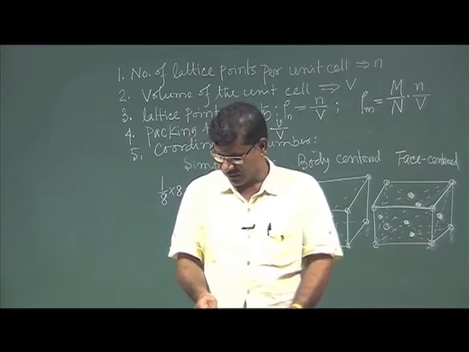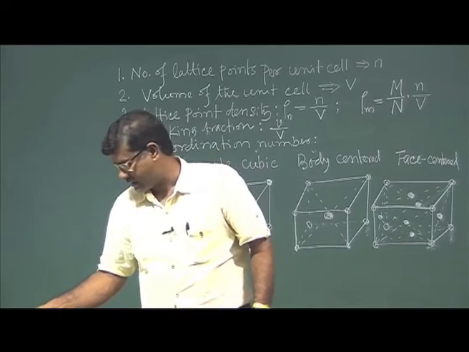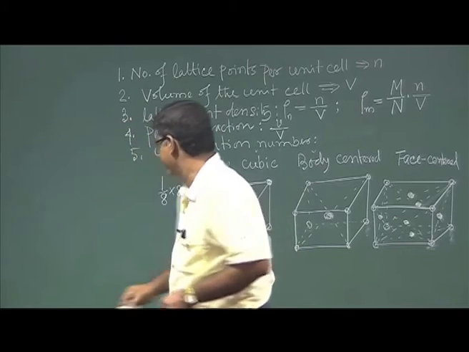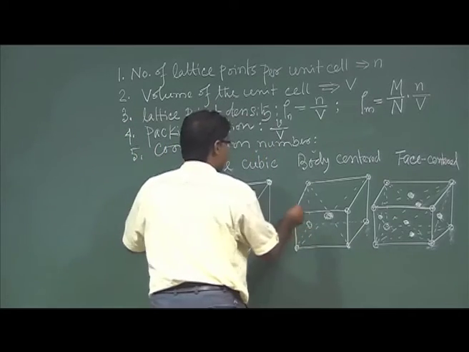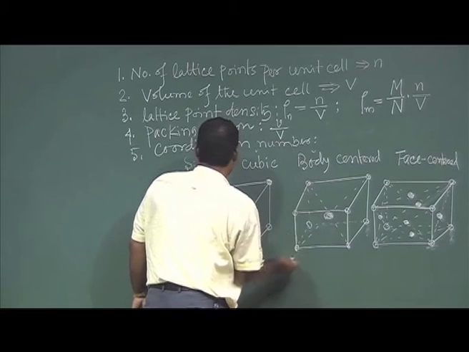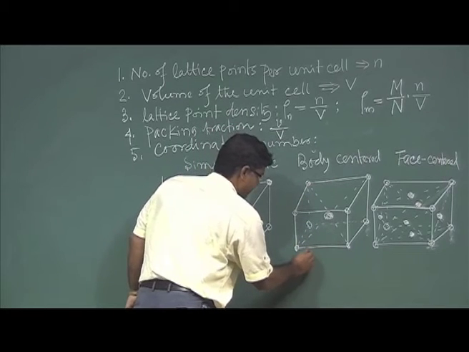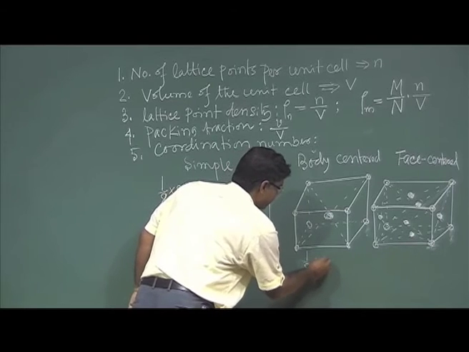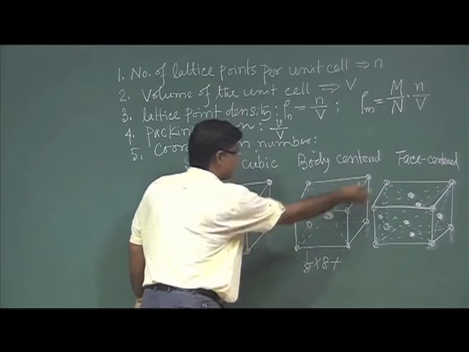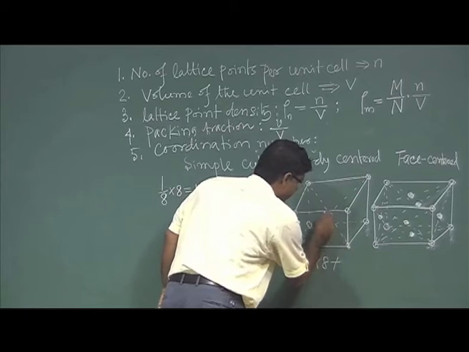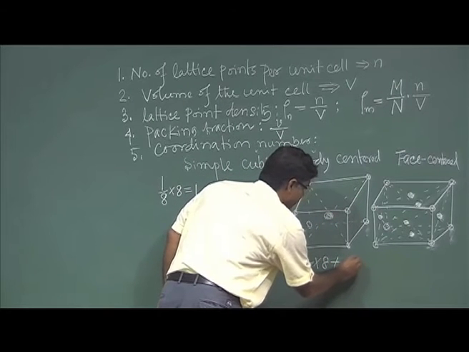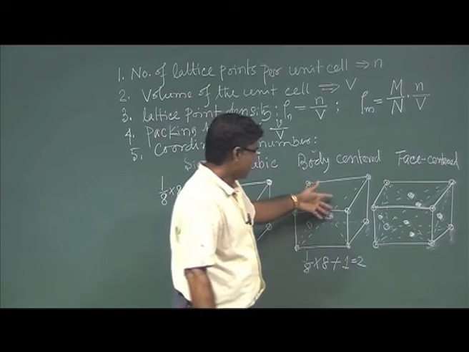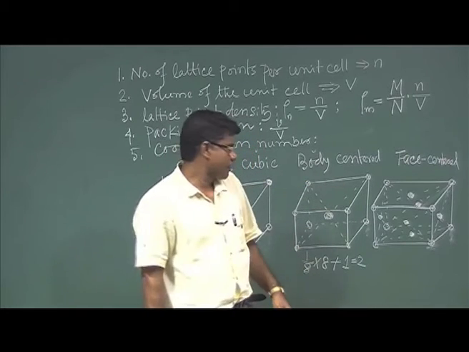So, for body centered, I can write 1/8 into 8, from the corner, plus this one in the body. So, it is effectively 2. So, 2 lattice points per unit cell.